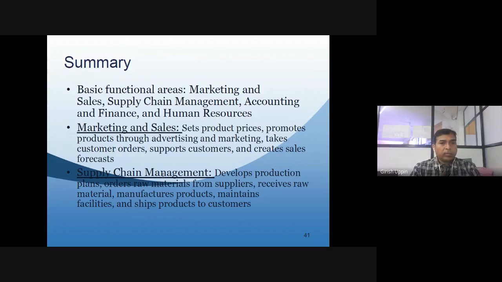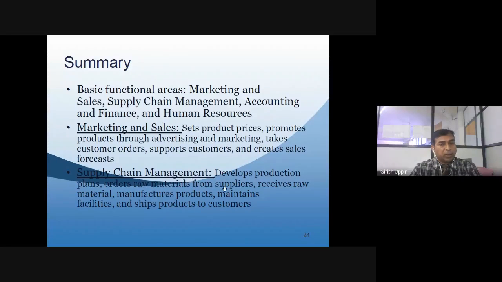So, summary: basic functional areas of marketing and sales, supply chain management, accounting and finance, and human resources. We looked into marketing and sales. What they do: sets product prices, promotes products through advertising and marketing, takes customer orders, supports the customers, and creates sales forecasts. So that is the job of the marketing and sales functional area.